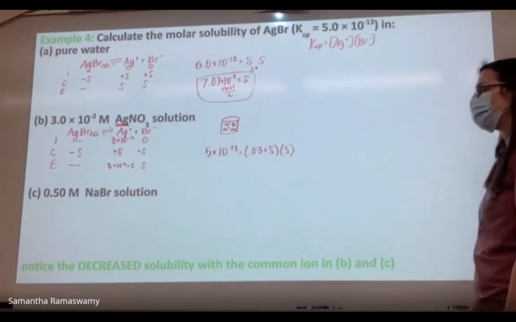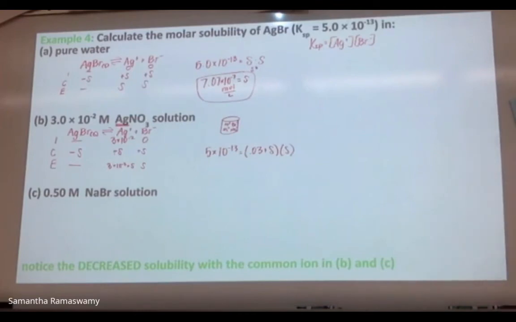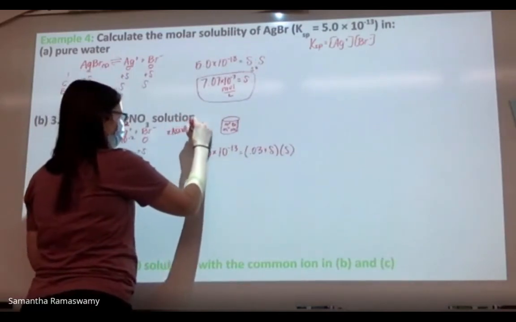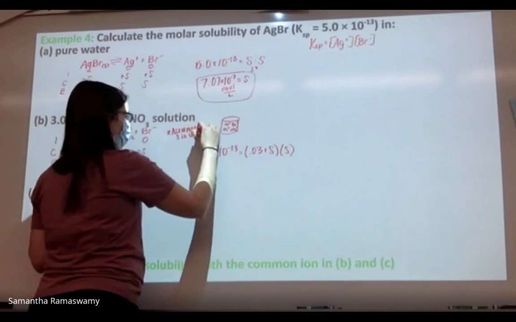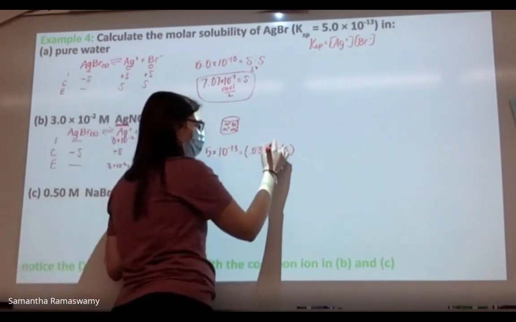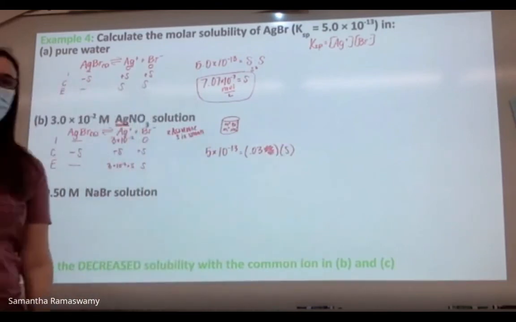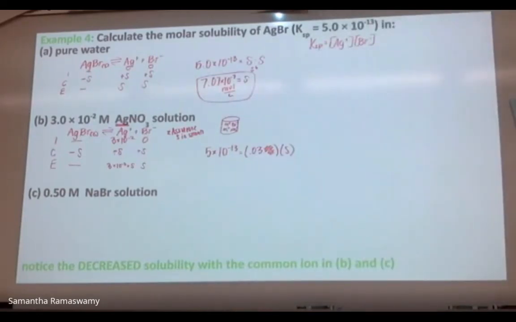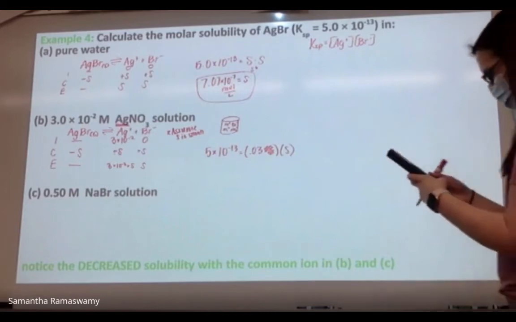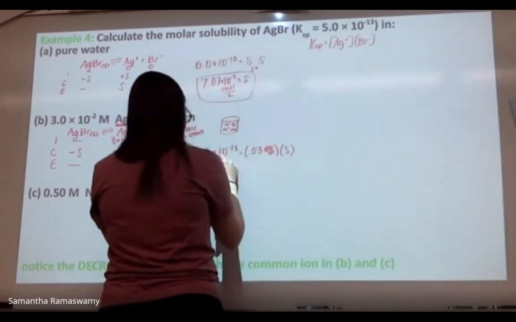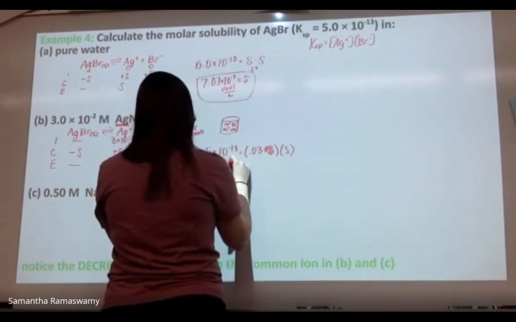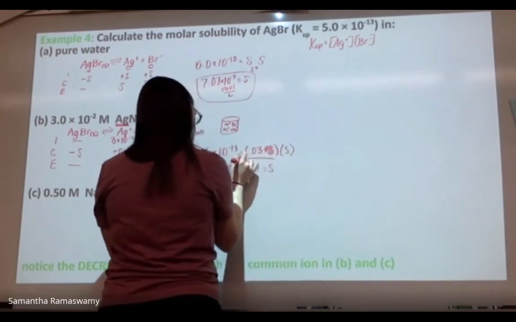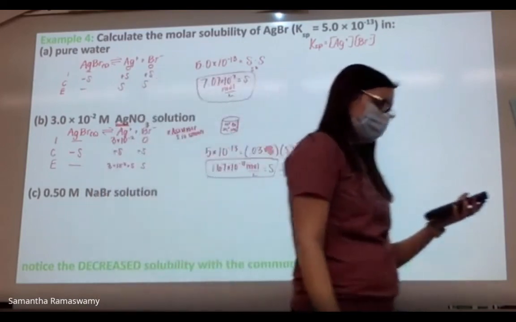Now, if you look at this at first, you're like, oh, that's going to give me a quadratic. What did we do before to prevent quadratic? Assume x is small, or s, in this case. We assume our value of s is so small it's not going to impact that 0.03. Now we solve. So 5 times 10 to the negative 13 divided by 0.03. My solubility is 1.67 times 10 to the negative 11.